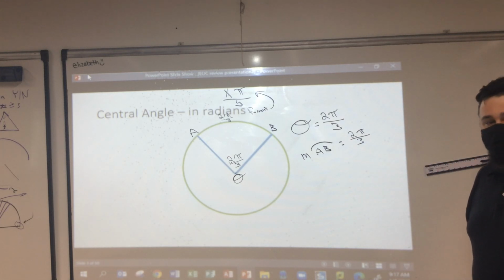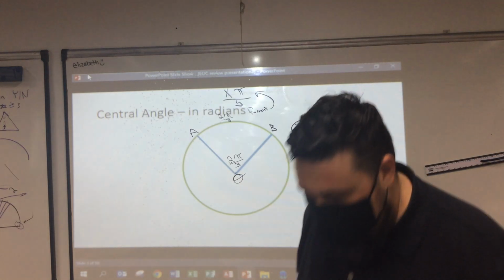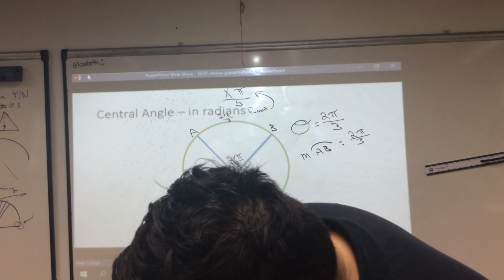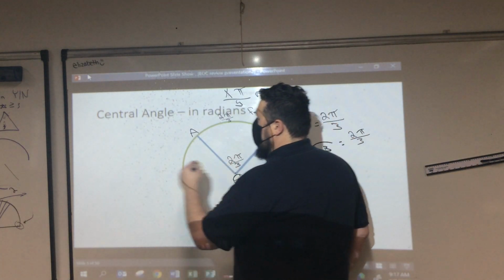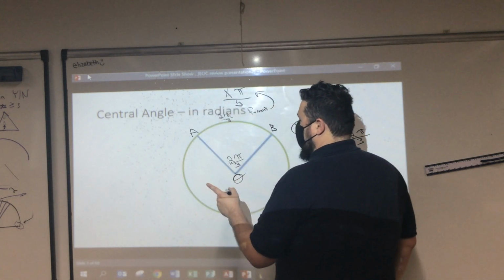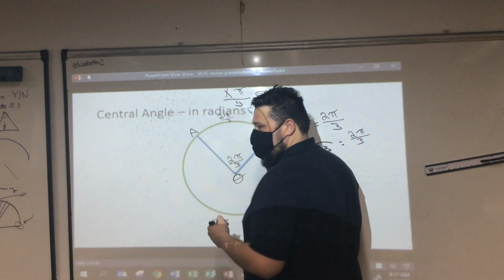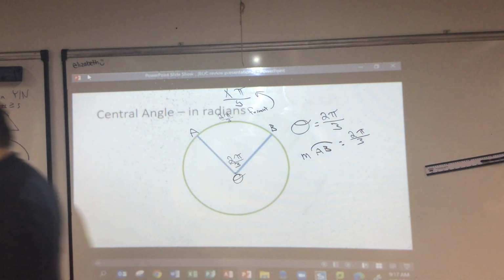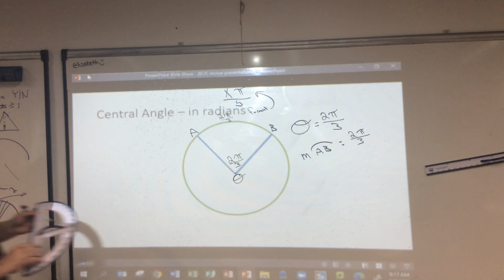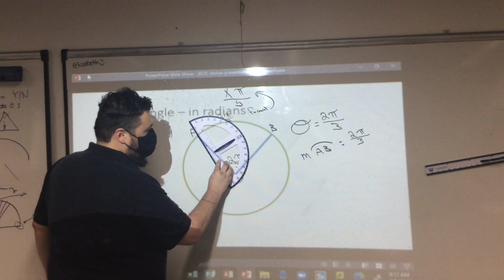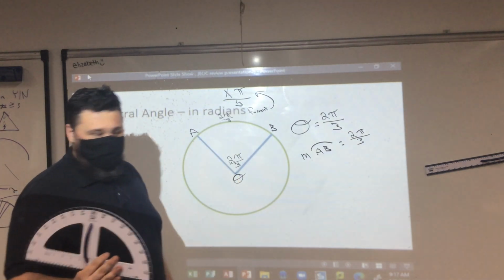What's the difference between the measurement and the length? That's a really good question. For the measurement, I'm going to use a protractor, and all this is telling me is how much the angle opened up. And if I measure this at any point, I should get the same measurement every time.